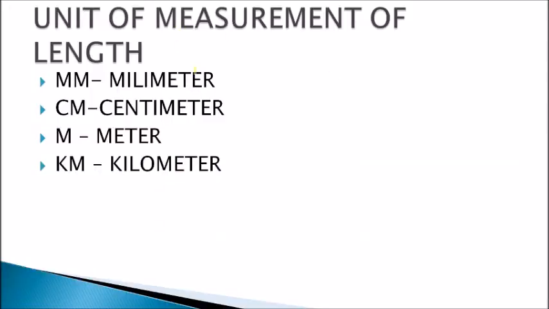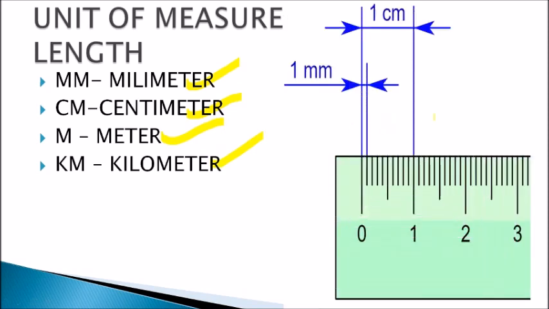First of all, these are the four units of measurement of length. Those are millimeter, centimeter, meter and kilometer. Here you can see in the picture, first of all we will know the relationship between millimeter and centimeter. I think all of you have a scale in your geometry box.